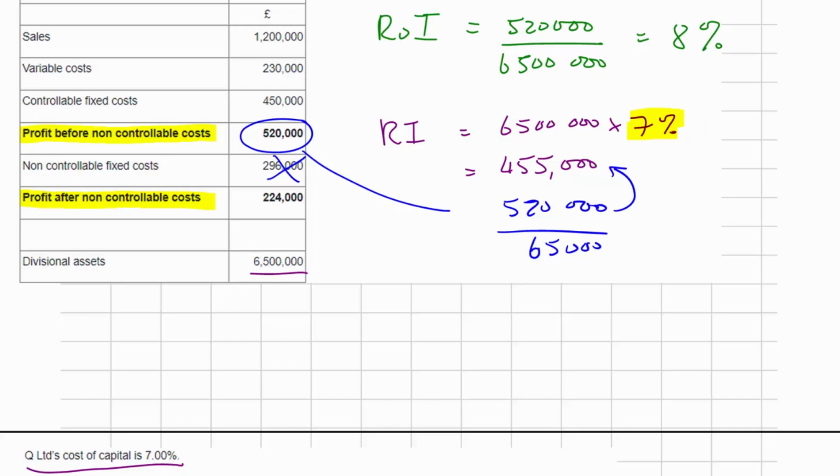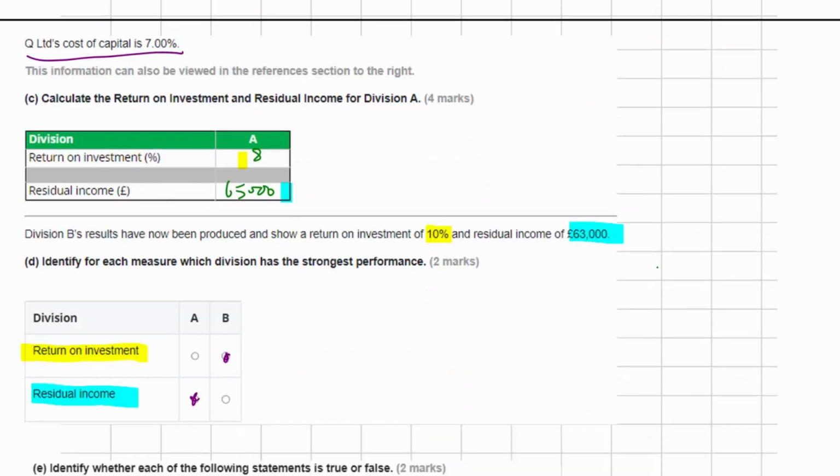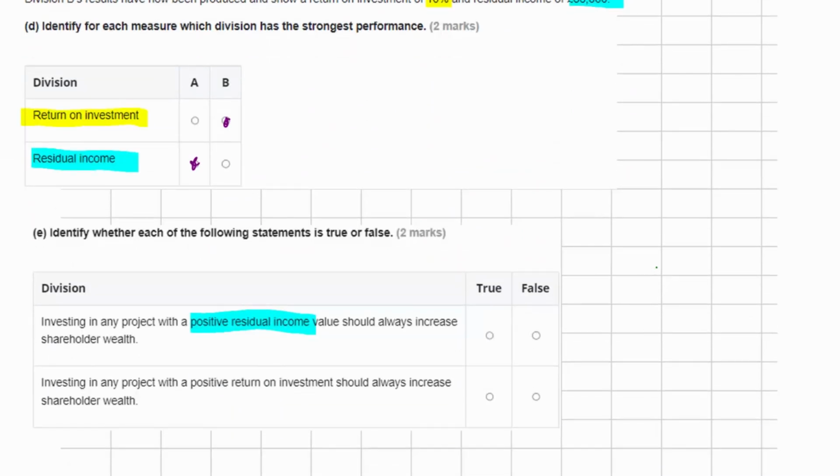So we are, aren't we? Because their 7% would be the 455,000. We're actually paying them more than that. So yeah, we have an excess. Our residual income is 65,000. So that means we're paying them more than they want. So yes, we're going to be increasing their wealth. So that's true.